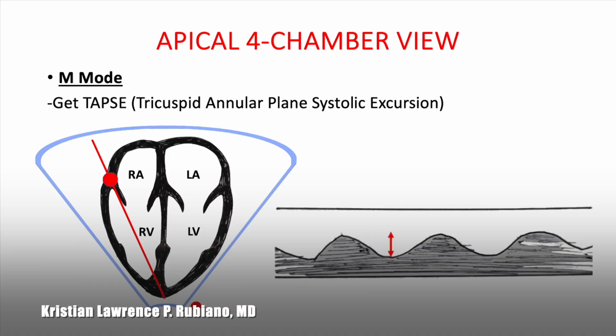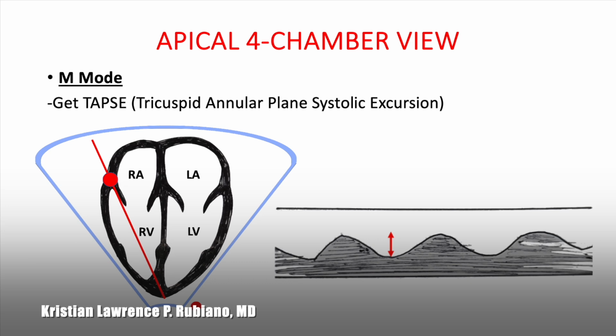Now we get the TAPSE, or tricuspid annular plane systolic excursion. TAPSE is an echocardiographic measurement used to assess right ventricular function. It specifically measures the longitudinal motion of the tricuspid valve annulus during the cardiac cycle, reflecting the RV's ability to contract effectively. TAPSE is a simple and reproducible measure of RV function, particularly useful in conditions such as heart failure, pulmonary hypertension, and other right heart pathologies.